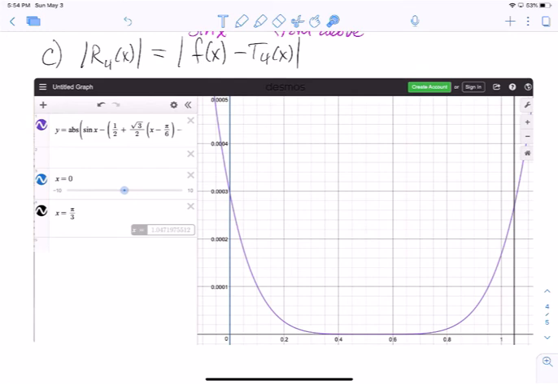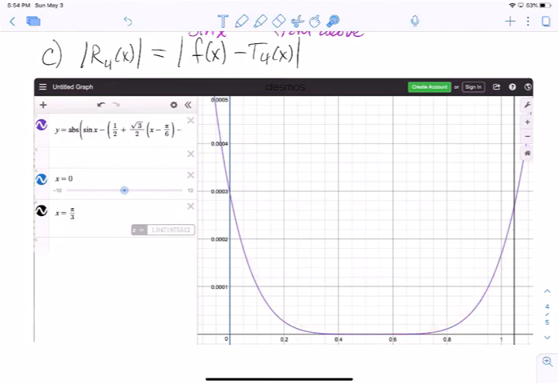The original interval that we were given is that x was to go from 0 to pi over 3. So I have a vertical line here at 0 and another vertical line here at pi over 3. And what we can see here is that the value of r sub 4 of x on this interval is never bigger than 0.0003. And in fact, for most of it, it's smaller.